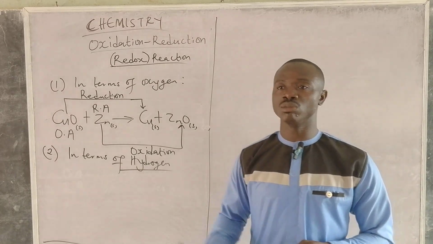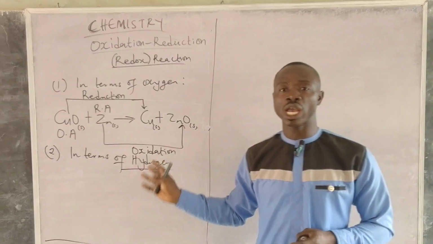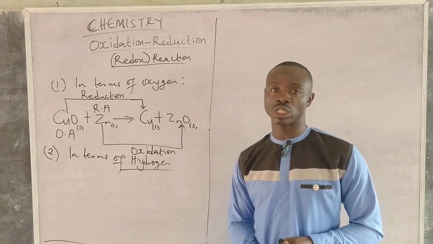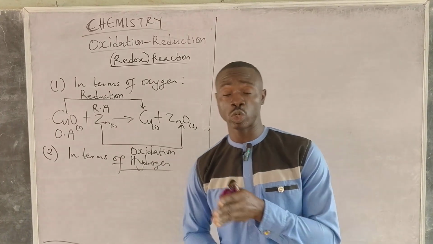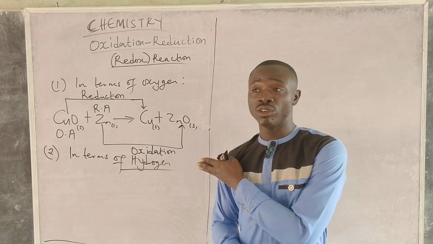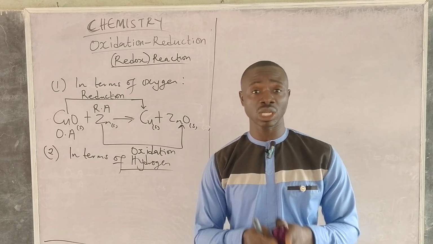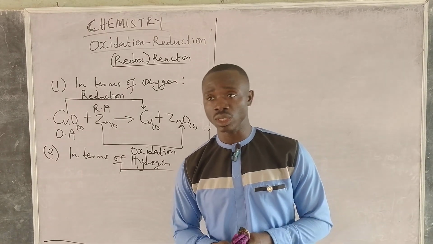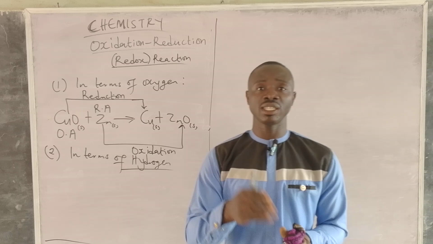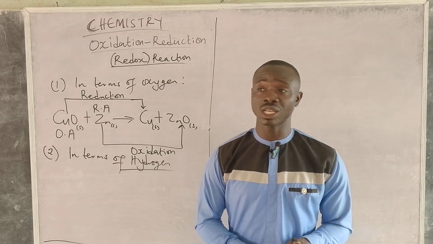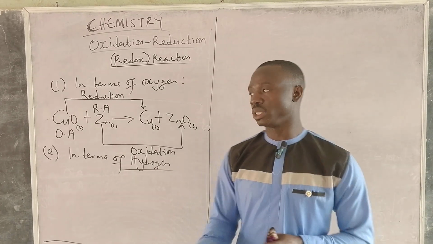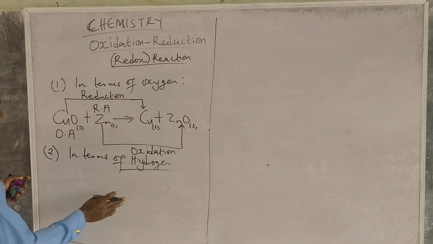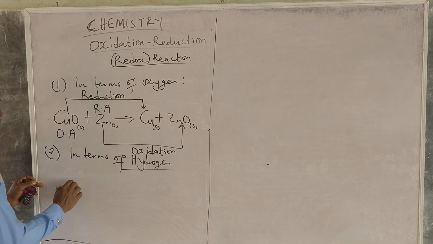Oxidation is going to be the removal of hydrogen, while reduction is going to be the addition of hydrogen to a substance. So when hydrogen is removed from a substance, it means that substance has been oxidized, while when hydrogen is added to a substance, it means that substance has been reduced. So how do I explain that? I can also explain that using an equation.